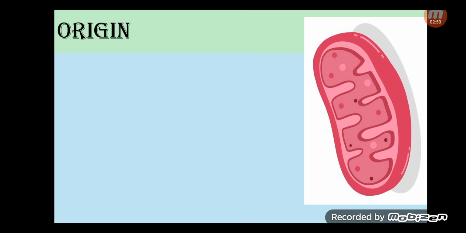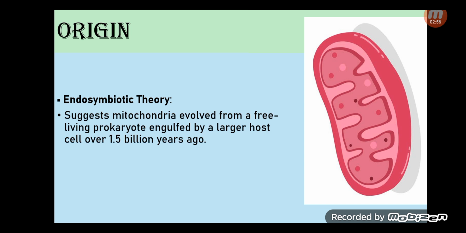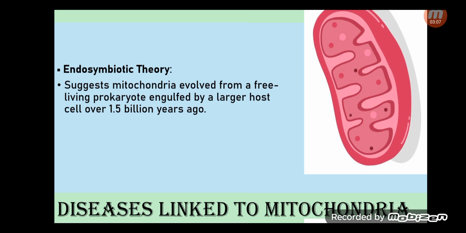Now let's talk about the origin of mitochondria. The endosymbiotic theory about the origin of mitochondria suggests that mitochondria evolved from free-living prokaryotes that were engulfed by a larger host cell over 1.5 billion years ago.